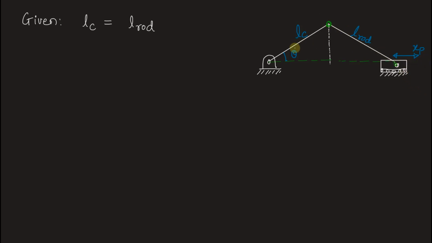in horizontal direction. Rotation of the crank is given by theta, and angular velocity of the crank omega is given as 14 radians per second. Length of crank and rod are given equal to 300 millimeters, which is nothing but 0.3 meters. We'll use all the terms in SI units, and that is why we have converted this to meters. We have to find the maximum acceleration of the slider, and not the angular acceleration of the crank. We actually have to find the linear acceleration of the slider.